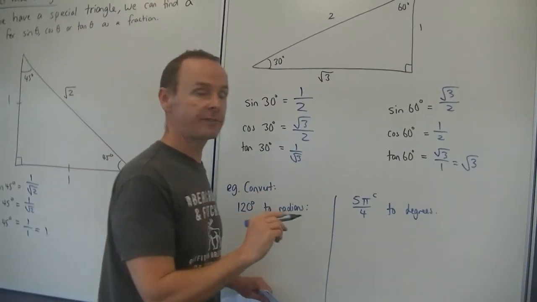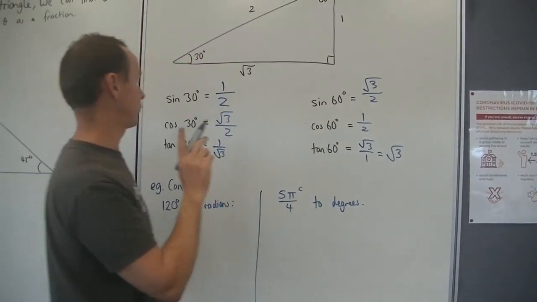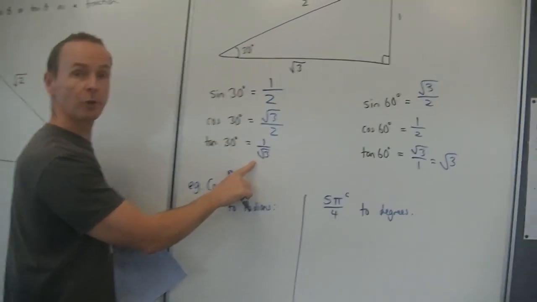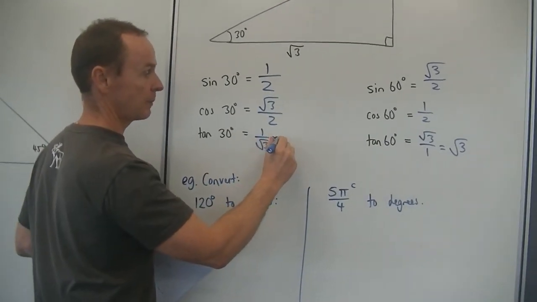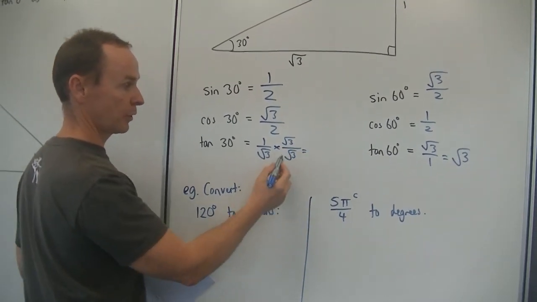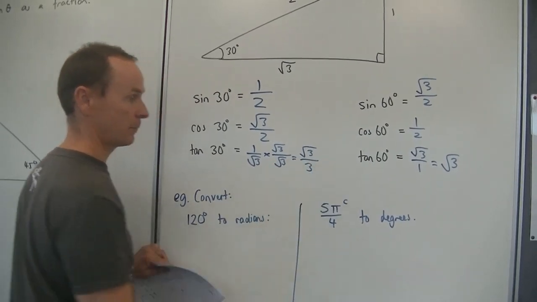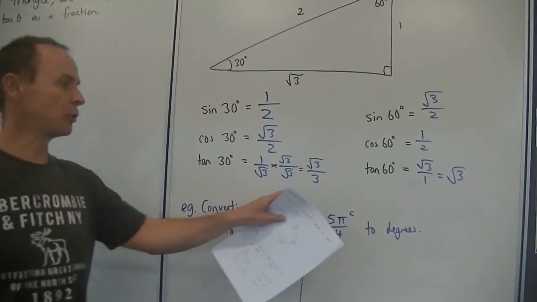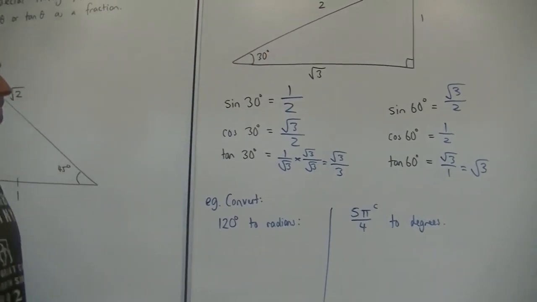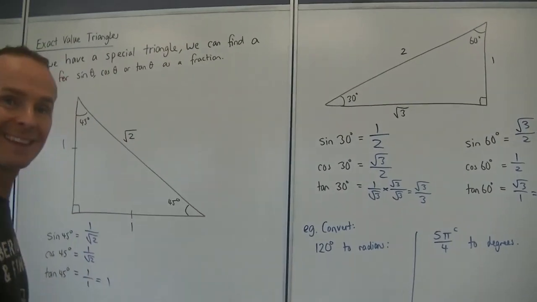Okay? And you'll notice in the textbook, if we go back up to this one, root 3 over 2. Go back to this one over here: 1 over root 3. Remember, if we rationalise the denominator, we multiply both by root 3, we get root 3, and that on the bottom line becomes 3. The textbook does that a little bit, just so you're aware of what they're doing. And that's called the exact value triangles.